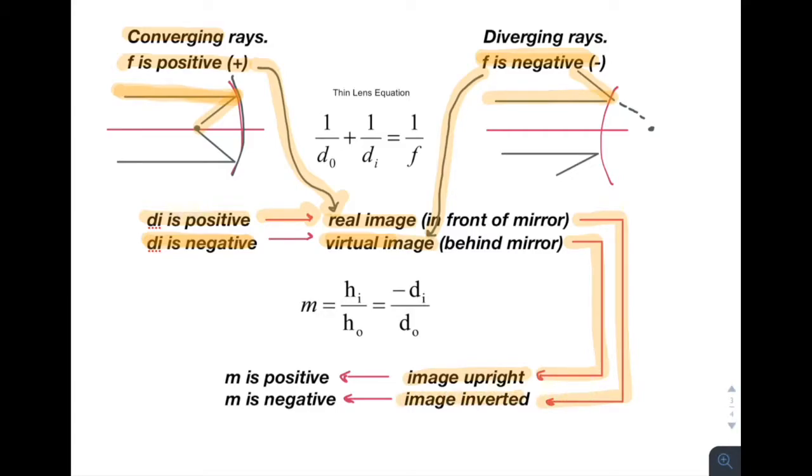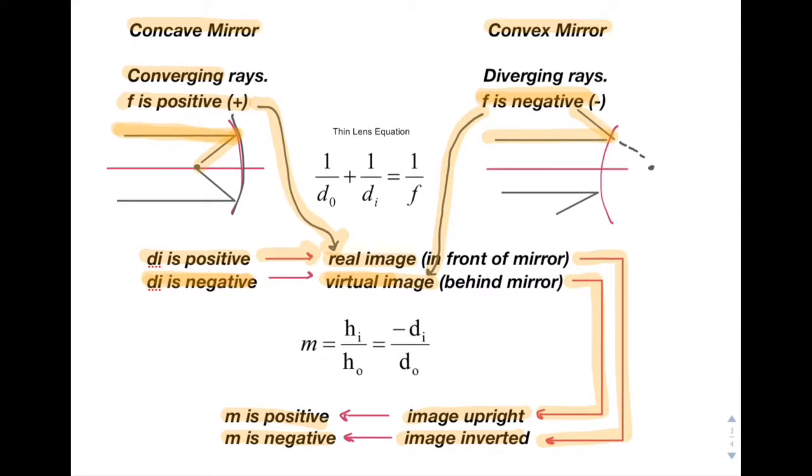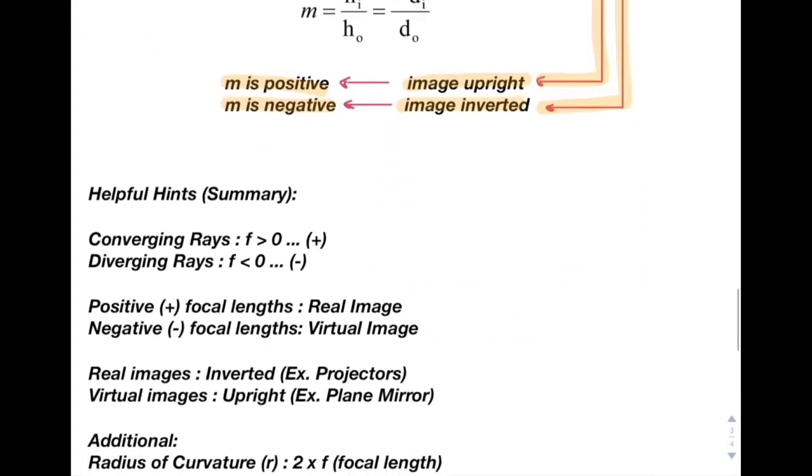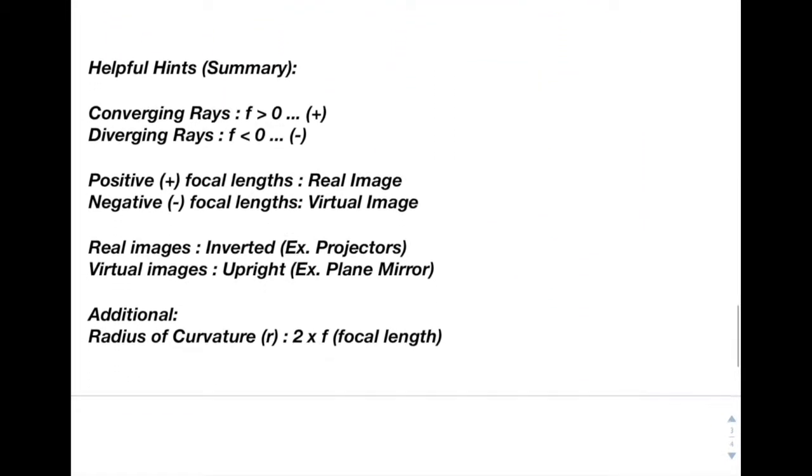And this is always true, that a virtual image will produce an upright image, and a real image will produce an inverted image. Depending on whether the image is upright or inverted, the M will be positive or negative. You can go ahead and screenshot this, or rewind the video and screenshot it when there's no markings on it. But this is essentially all that you need to know for a concave mirror or a convex mirror. And here's just some additional helpful hints and a summary of what we've covered.